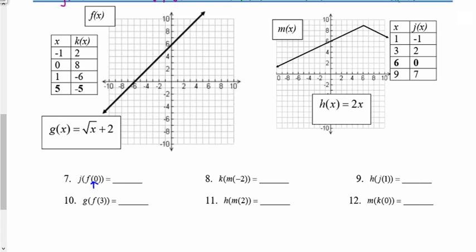For number 7, I'm going to start on the inside. I'm going to do f of 0 first. Where's f? F is this graph right here. And f of 0 looks like it is 6. So then I do j of 6. J is over here. It's this table. J of 6 is 0.